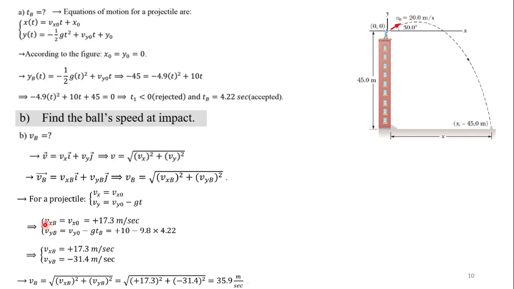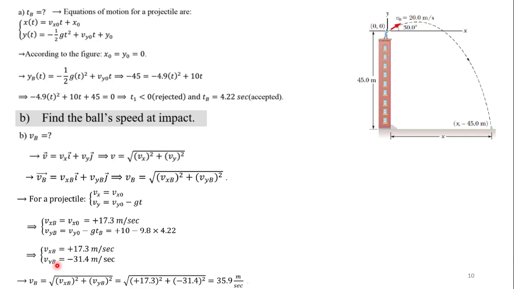So we can write Vxb equals Vx0 because we have a constant velocity model along the x axis. And Vx0 we found a while ago, 17.3 meter per second. And Vyb is equal to minus gt plus Vy0. We need to replace t with the value found in question A and we will obtain Vxb and Vyb.